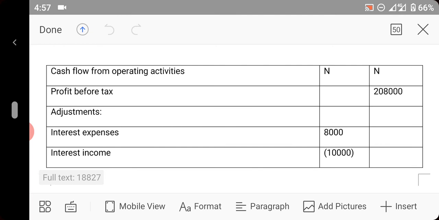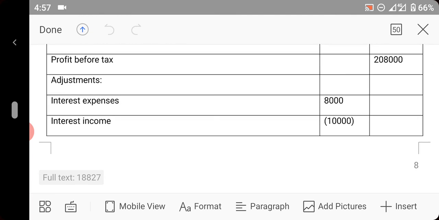The next thing that follows is a series of adjustments. Now it is not incumbent on you to know what and what needs to be adjusted, in as much as you can identify what needs to be adjusted, you don't have any issue, right? So the first thing that needs to be adjusted is interest expenses. Now you go back to the interest expenses in your statement of profit or loss, you bring it in, 8,000. Interest income, you bring it in from your statement of profit or loss and less it. Let me reduce my speed.